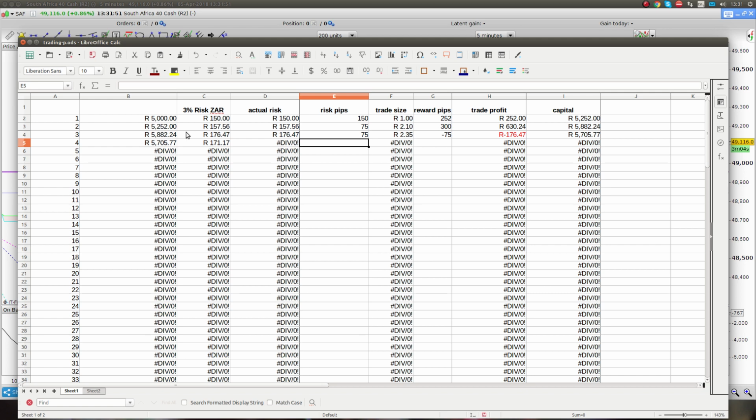Essentially, if you look at this, my starting capital was 5,000 Rand, and my first trade was a 150 pip risk, which meant that I could only place a trade of 1 Rand. We generated a reward of 252 pips, and we banked it. So capital then grew to 5,252.